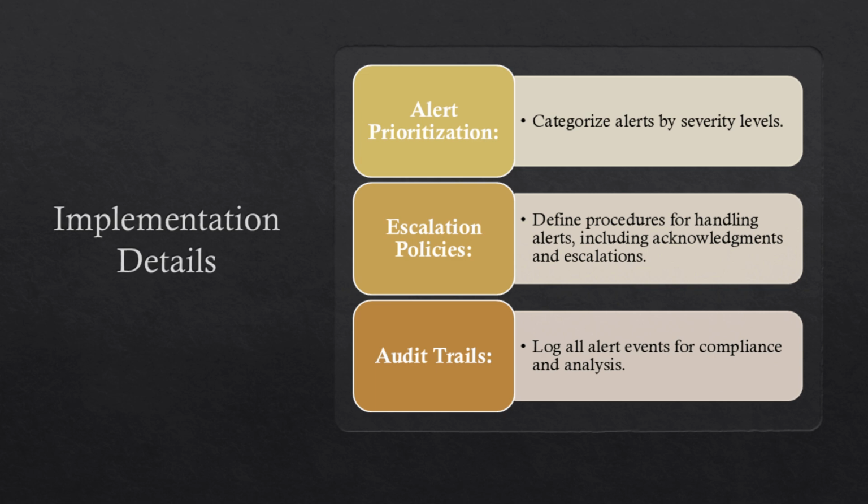Alert prioritization. Alerts are categorized by severity levels, such as critical, warning, and informational. This helps recipients understand the urgency and respond appropriately. Escalation policies. We define clear procedures for handling alerts, including acknowledgement requirements and escalation paths if issues are not resolved within predefined time frames.